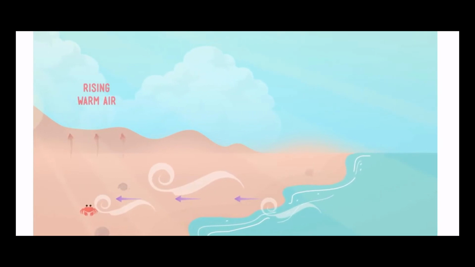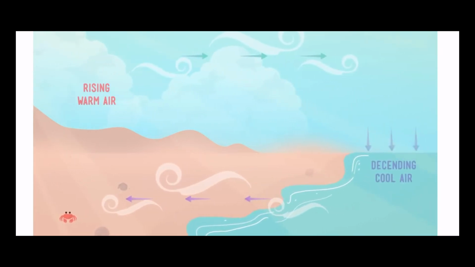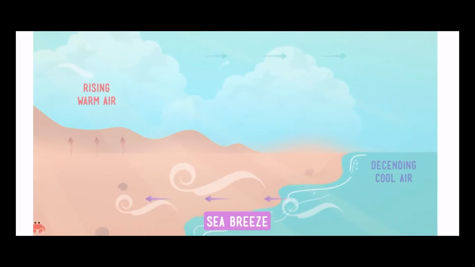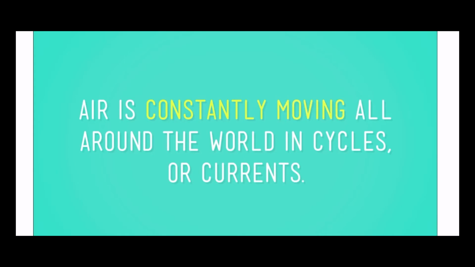A few episodes ago, we learned that the uneven heating of land and water creates wind by forming different pressure zones. The air above the land is warmer and less dense, so it rises, and the air over the water is cooler and heavier. The cool air rushes in toward the low pressure zone over the land, forming a lovely sea breeze. But you may have noticed you don't need a beach to feel a breeze. Nope. Wind is everywhere. Air is constantly moving all around the world in cycles or currents. Sometimes they're small, like a light breeze blowing off the sea, and sometimes they're massive, mighty rivers of wind. Let's see how currents move around the world.